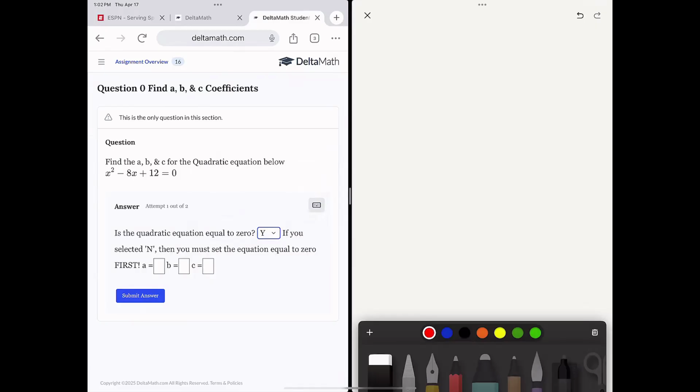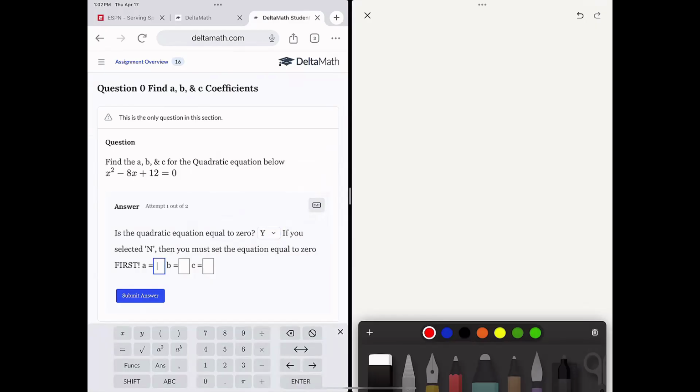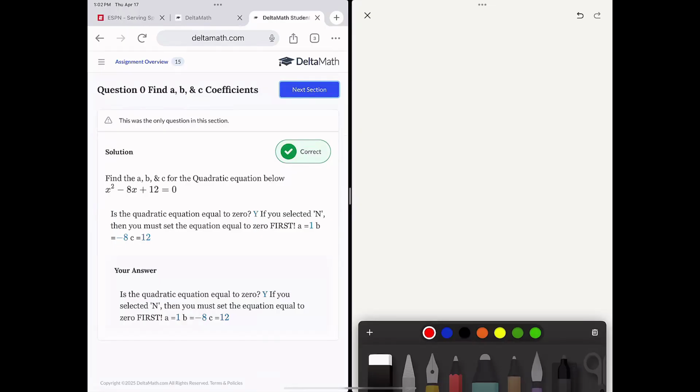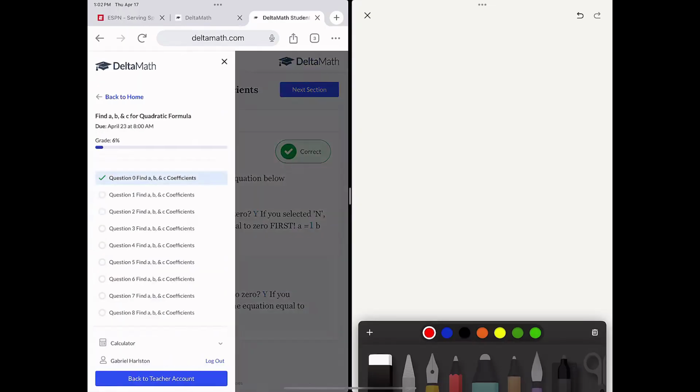If it wasn't equal to 0, then you have to do some algebraic manipulation. So the A is going to be 1, the B is going to be -8, and the C is going to be 12. That's how you would answer it, and that's all you're doing. Okay, let's do another one. I'm going to do question number 5.